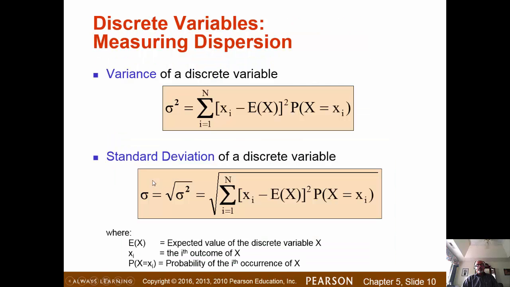Okay. Now you can define one more thing, which is the measure of dispersion, and you can also compute variance of that discrete variable by taking each value of x, subtracting the mean mu or expected value of x, squaring that, and you multiply that value by the probability. Okay. And of course, sigma is the square root of sigma squared.